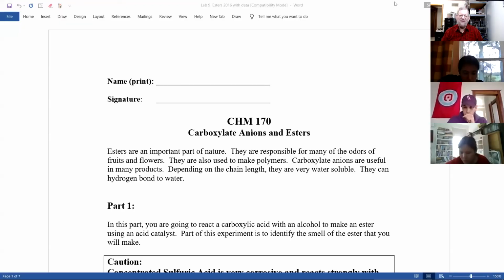If we were in a lab, I'd be handing it out to you right now. Actually, I'd hand it out Monday. But anyways, I posted it Monday. Everybody see the carboxylate anion esters lab on there?